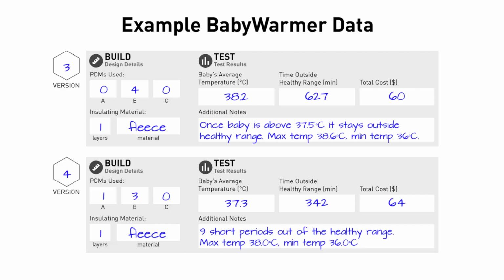Which version does a better job of minimizing time outside the healthy temperature range? Version 4. Minimizing time outside the healthy temperature range is important because large temperature changes can be dangerous for babies, so we want to make sure the baby doesn't spend too much time outside the healthy range. The less a particular design costs, the more incubators the GHO can get to babies in need. Which version has the lower incubator cost? Version 3. Keeping costs low is important because the less a particular design costs, the more incubators the GHO can get to babies in need.